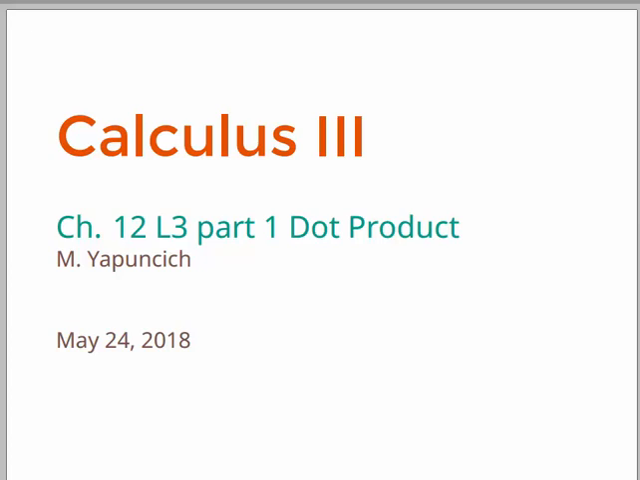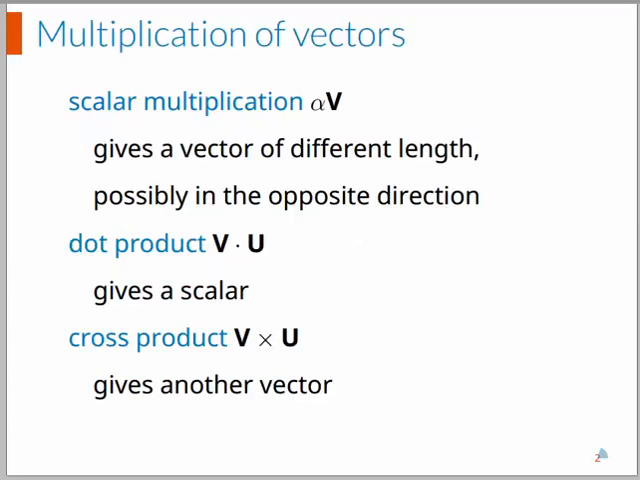This is part 1 of the lectures on dot product. We continue here to consider the coordinate-free definition of the vector. And in the coordinate-free definition, the vector is a directed line segment.